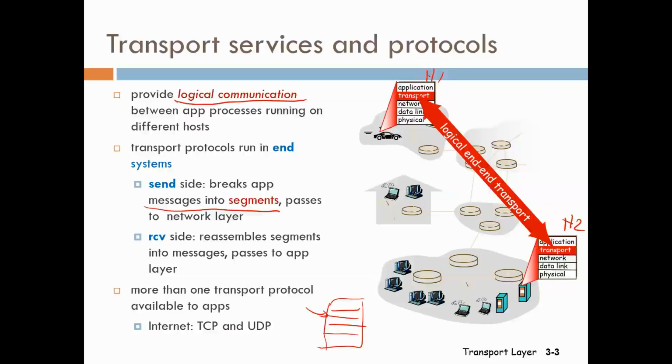Okay, so we can say that there is a logical or a virtual communication between the transport layers at H1 and H2, and this communication is enabled through the transport layer header. The transport layer in H1 will add a header to the application message. This header will contain some information that the transport layer in H2 will read and will accordingly provide some services to the application, as we will see later in this lecture.